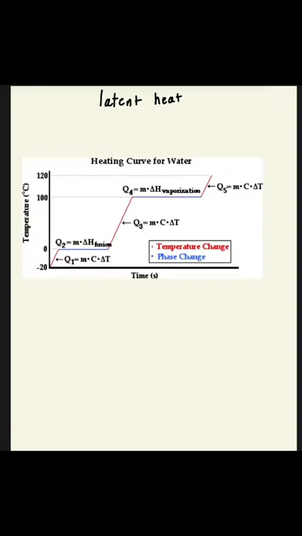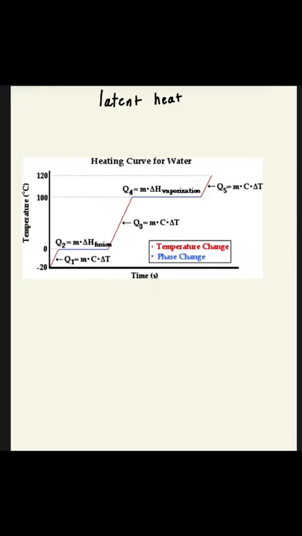Alright, hello everyone. Today we're going to be looking at a thermal energy concept called latent heat. Now, specific latent heat is something that you need to be able to describe and also solve problems with. We'll go through what it actually means in this video, and then we'll go through some problems in a future video.